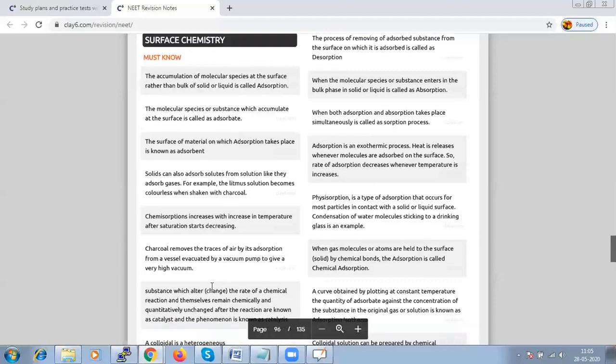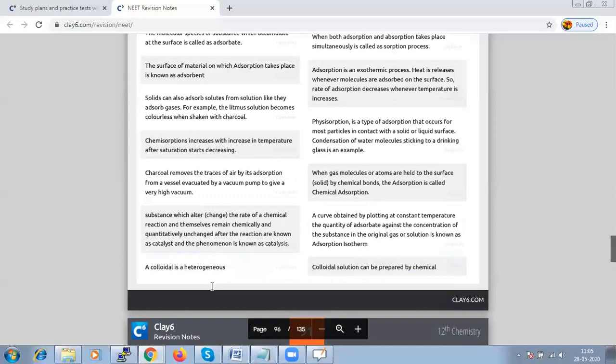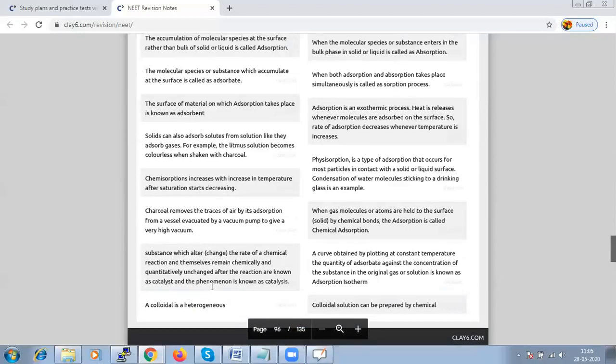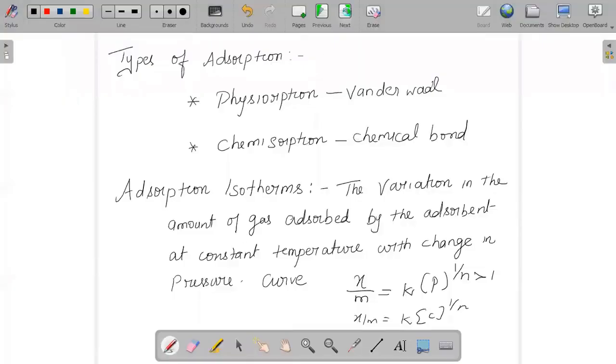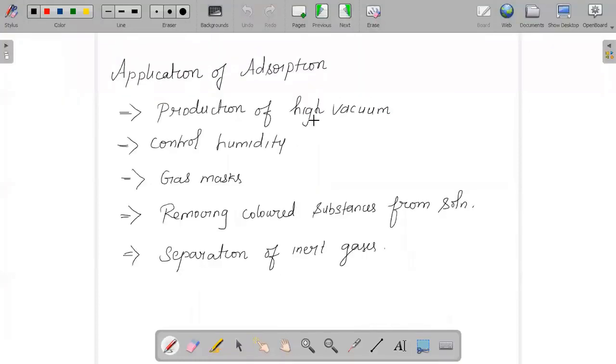So there are certain applications of adsorption. Adsorption is used in controlling humidity: silica and aluminium gels adsorb moisture and remove humidity. You can even think of separation of inert gases: different inert gases are adsorbed to different extents on coconut charcoal. So there are different applications of the adsorption concept.